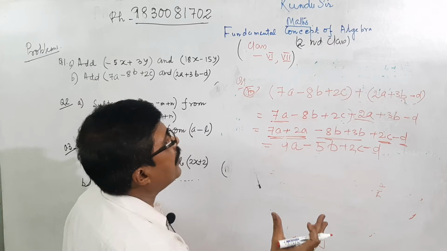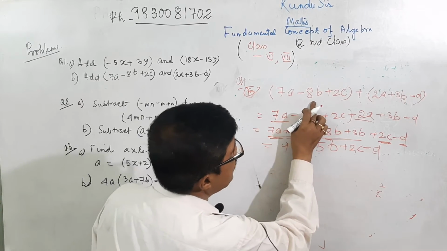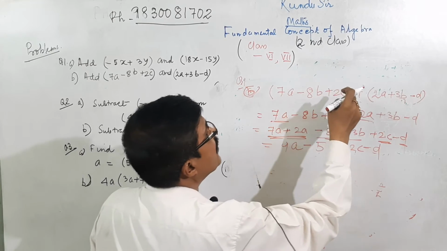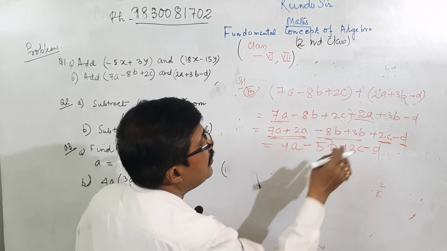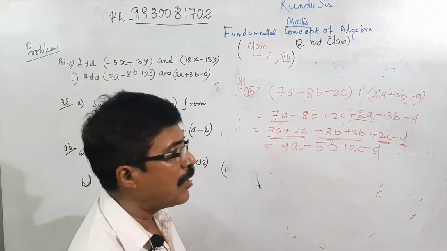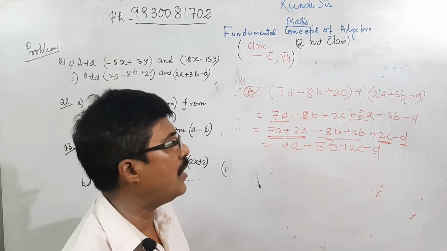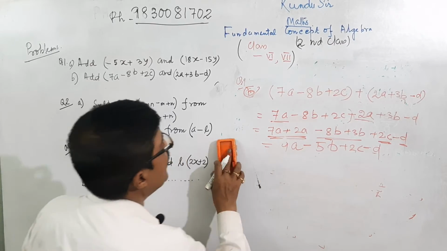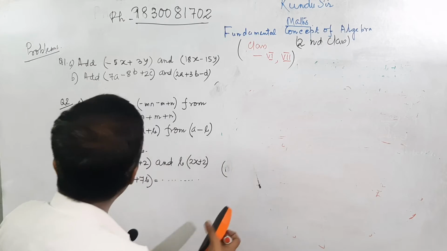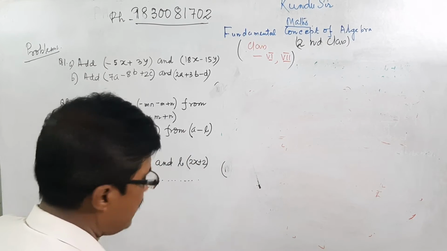We are doing mental math now. Minus 8b plus 3b equals minus 5b, then 2c, then minus d. If you learn more, thereafter you can do mental math easily. Then that one is over. Then we are coming to subtract this and this.